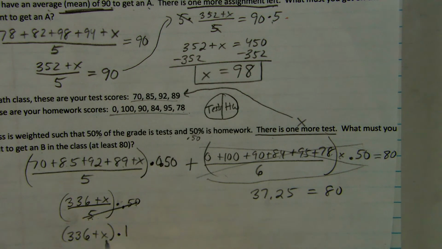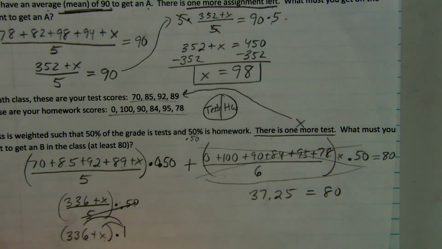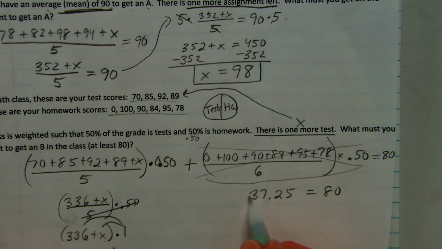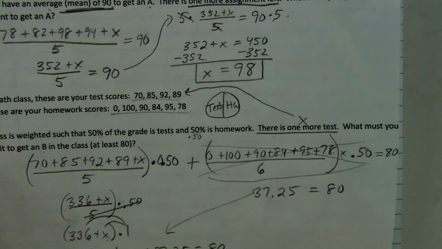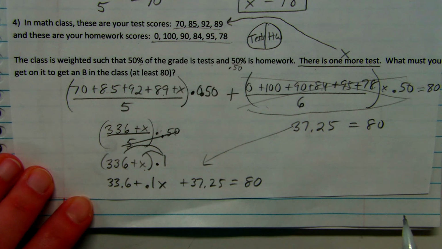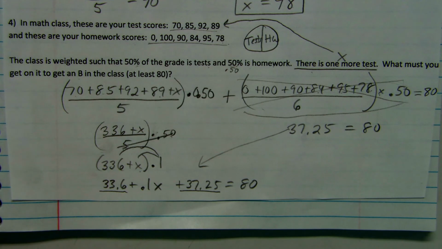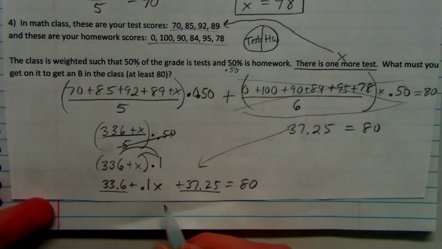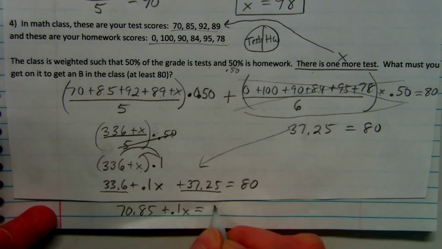What do we do when we have parentheses with an x in there and we've got this number on the outside? Distribute it. Isn't this fun? So that'll make this 33.6 plus 0.1x, and then we'll put the rest of it in here, plus 37.25 equals 80. We're getting closer. Sorry, I was off the screen. So let me get that up here. And then I can put this and this together. 33.6 plus 37.25 is 70.85, so 70.85 plus 0.1x equals 80.